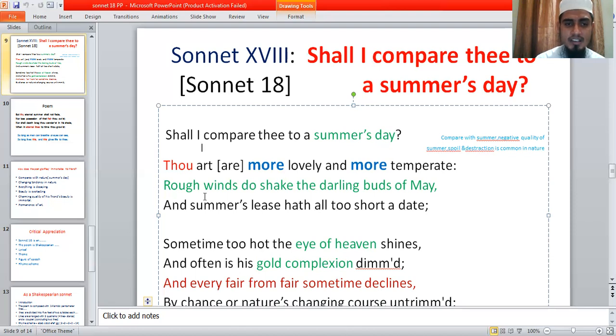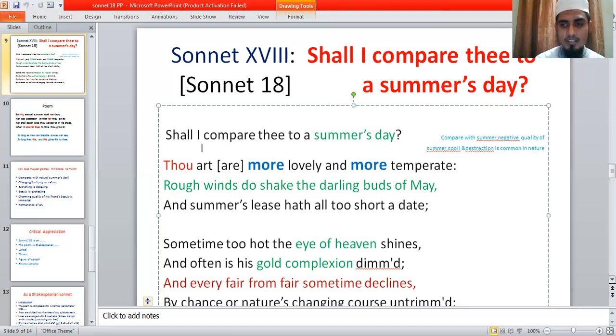And there are rough winds, as the rough winds in nature destroy the darling buds of May. So this is the factor in the first four lines, where he introduced the theme. The theme is that the beauty of his friend is much more charming, much more interesting than the beauty of nature.